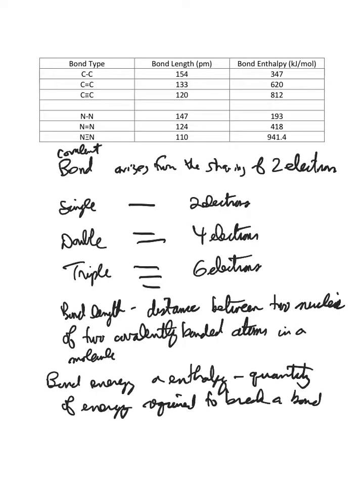And so as the bond type goes from single to double to triple, you see that the bond length went down, but the bond energy, the amount of energy required to break the bond, goes up. And that's true for both carbon-carbon bonds, nitrogen-nitrogen bonds, or any sort of multiple bond atom pairs like we see above. So as the bond order increases from single to double, triple, the bond length decreases and the bond enthalpy increases.